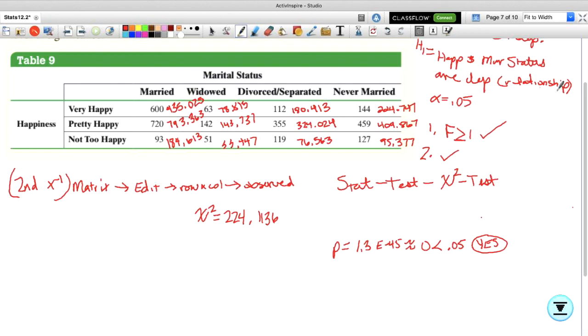Not anything about the relationship. That would have to be a correlation test. Okay, and we're actually not going to get to that chapter. That's chapter 14. We're done after this chapter. So just that they have a relationship, make sure you're very careful with your wording.